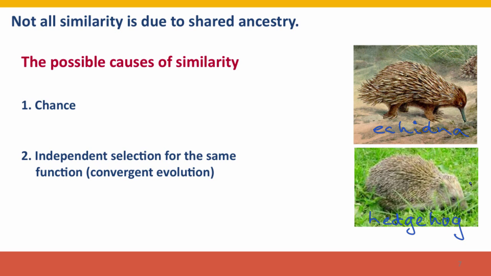Both of these animals eat insects, and both of them have transformed their fur coats into spines. We know that this is not homologous because we know a great deal about the ancestors of echidnas and the ancestors of hedgehogs, and they don't have spines. They have independently been selected for spiny coats as a form of defense.